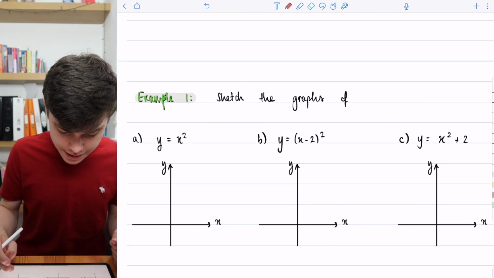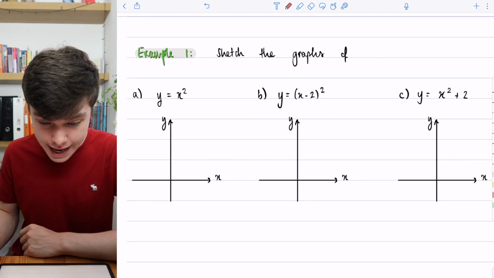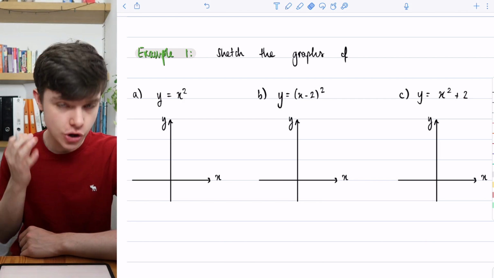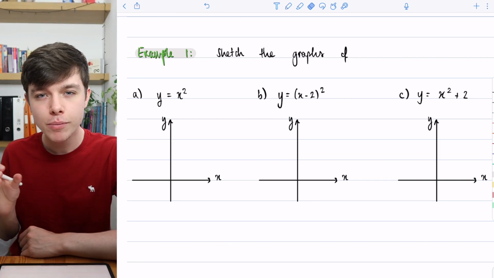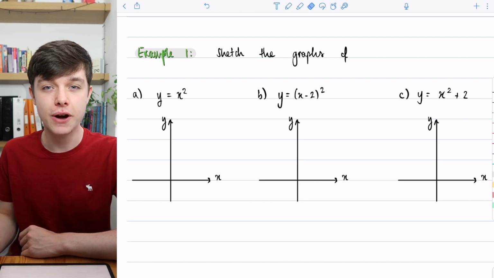So let's have a look at some examples. We've got 3 examples here and we're going to sketch them. So you can pause and have a go if you want to. You should all be able to do part A, but part B and part C, using those 2 rules, see if you can sketch those.